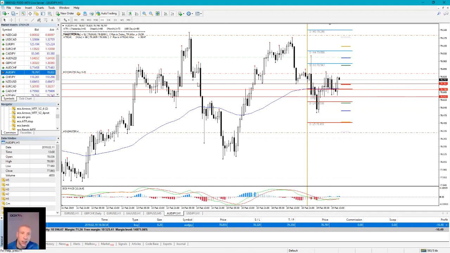Regarding targets, our target is 79.20. It's in between the ATR high and this daily H5. It's also a nice confluence with historical tops here. So this is now the only trade that we have.